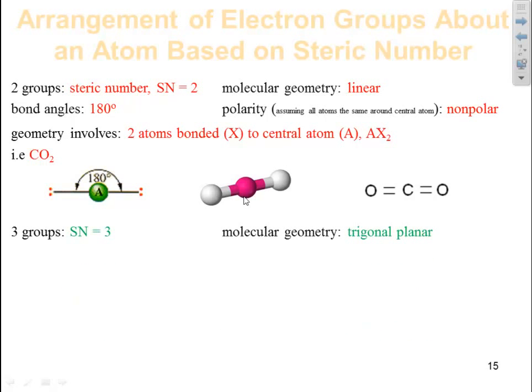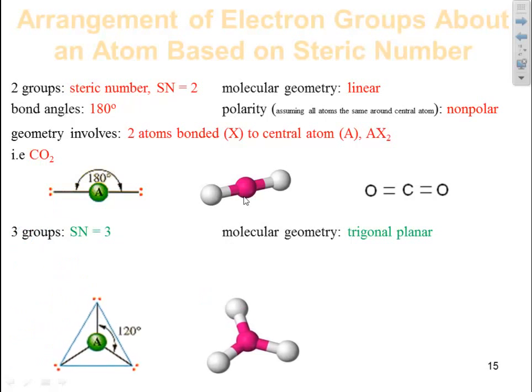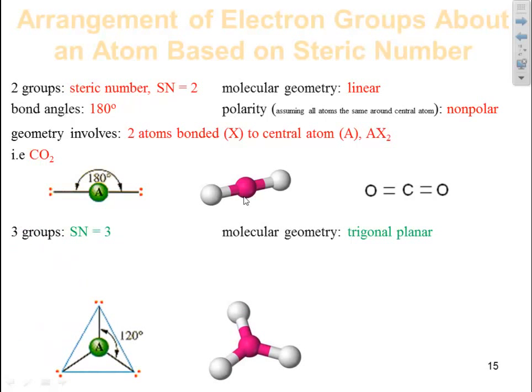Let's talk about 3 groups, a steric number equal to 3. The molecular geometry would be trigonal planar. So what we're looking at is a planar system, kind of in the shape of a Y, but it's trigonal, and all the angles would be 120 degrees apart, and there'd be 120 degrees between each one of those atoms.